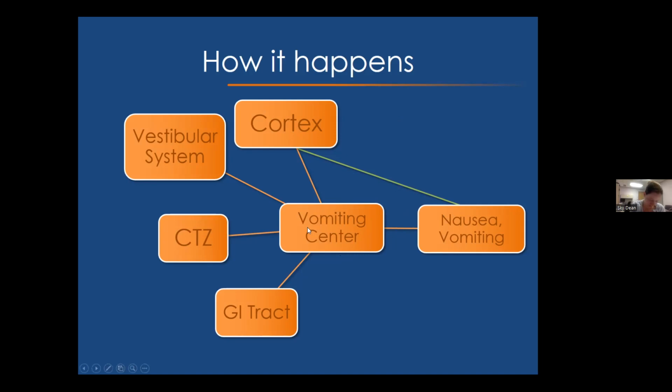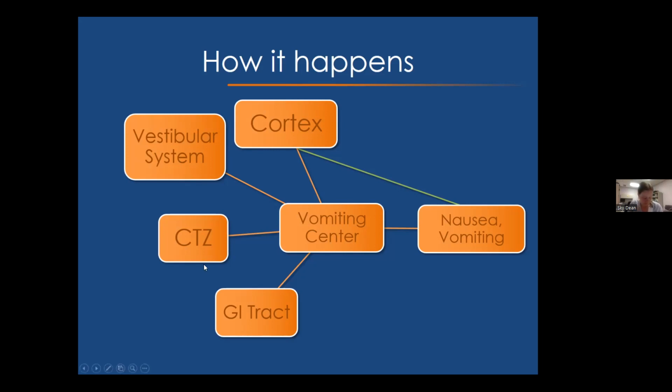And that can get triggered by the GI tract itself. And that's one of the more obvious ones. The vestibular system, most of us unfortunately have had personal experience with that. The cortex is, so one is the more mechanical piece. So if you have intracranial pressure, then that can trigger the vomiting center.